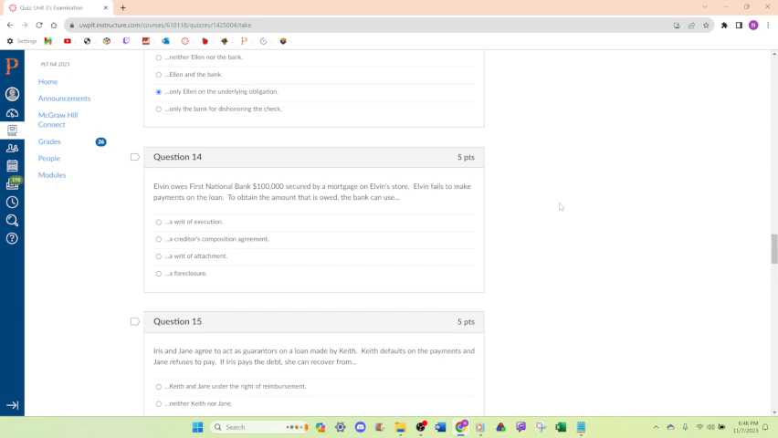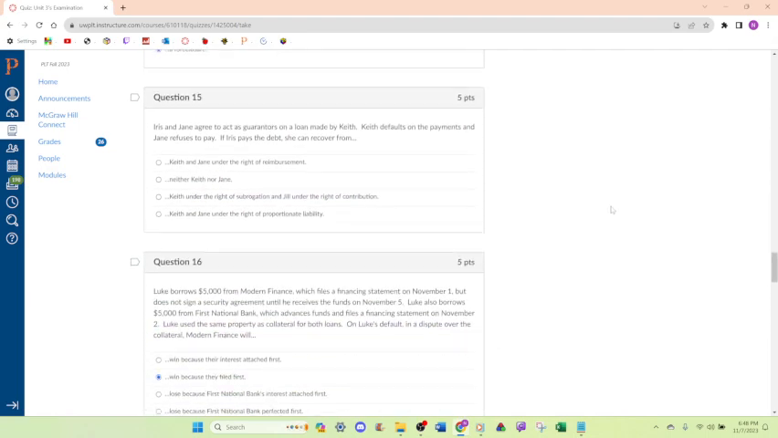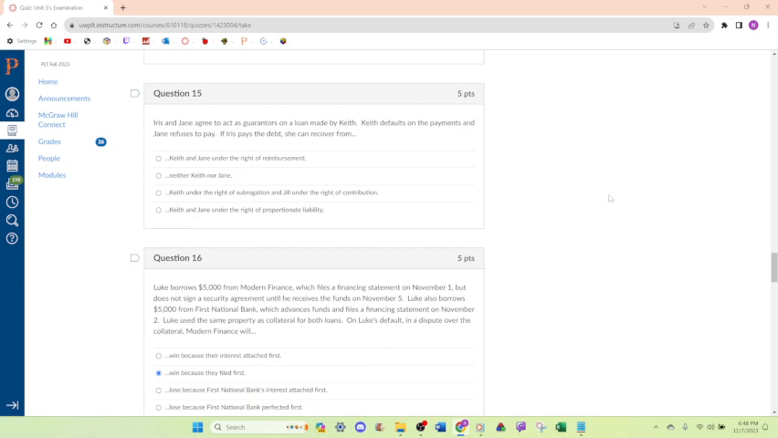I just know I've heard of the word foreclosure relating to mortgages. At least I think I have. So that's why I'm answering that. Again, here's the thing. I don't know the rule about multiple guarantors or multiple sureties. I don't know it because it wasn't in our book.